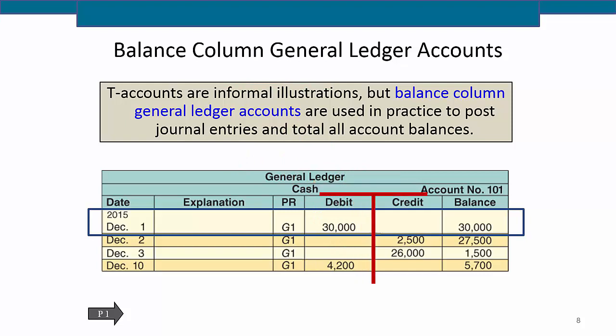The balance column account is similar to a T account in having columns for debits and for credits. It is different from a T account in including transaction date and explanation columns. It also has a column with a balance of the account after each entry is recorded. This is an important feature because it allows us to check the balance in the account as transactions are posted rather than waiting until the end of the month.